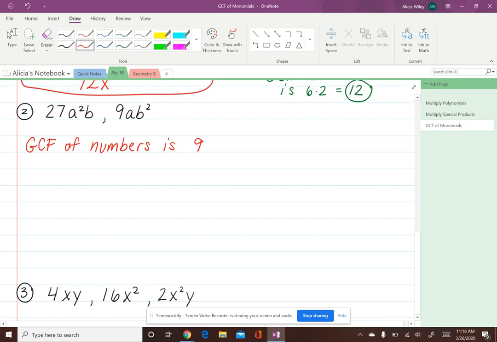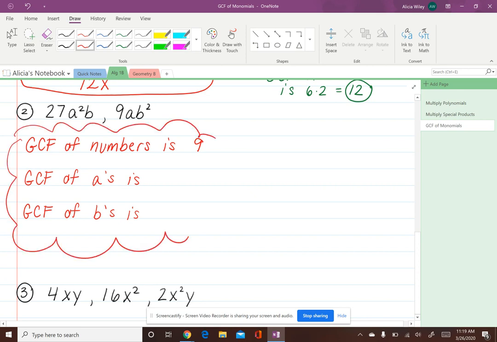So now let's talk about the variables. Now for the variables, we have A's and we have B's. So you kind of have to think of these things separately. You need to think about what's the GCF of the A's, what's the GCF of the B's. Now you don't need to write out all of this work. This is more about what you are thinking. So I'll make it like a think bubble here. This is sort of what your brain is thinking about in your head. Maybe you have to write it down, but maybe you don't.